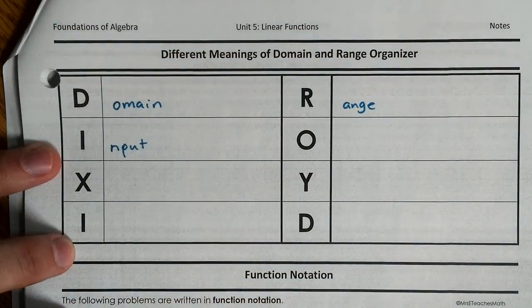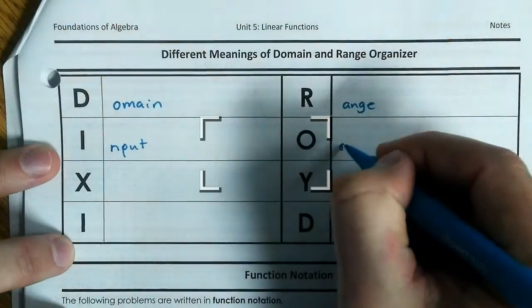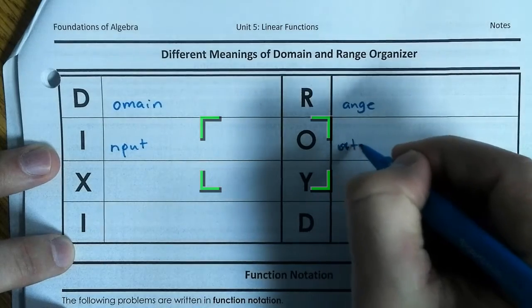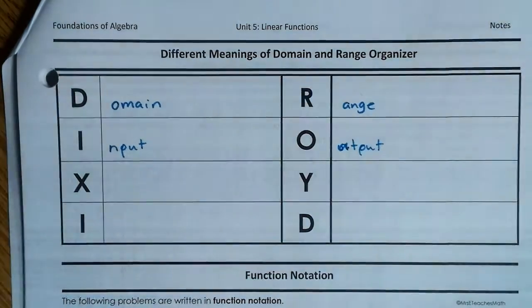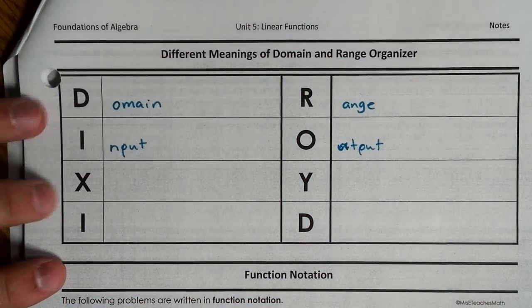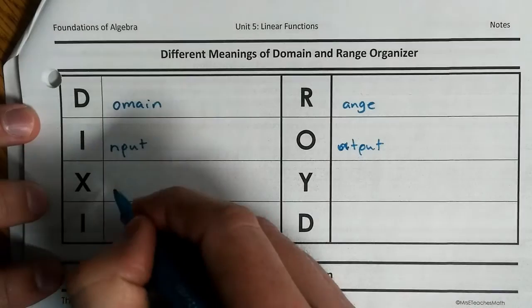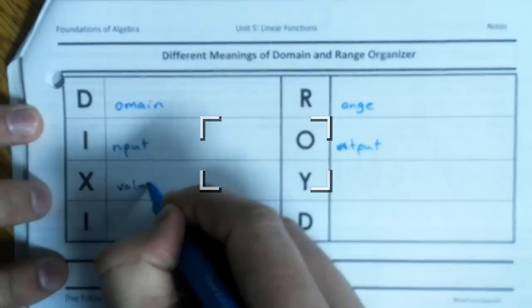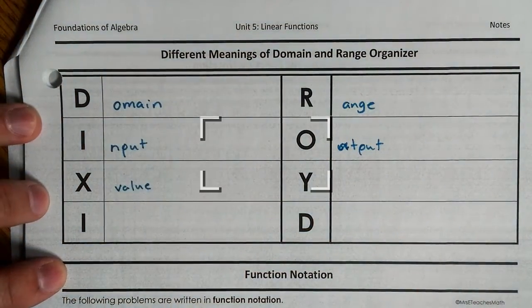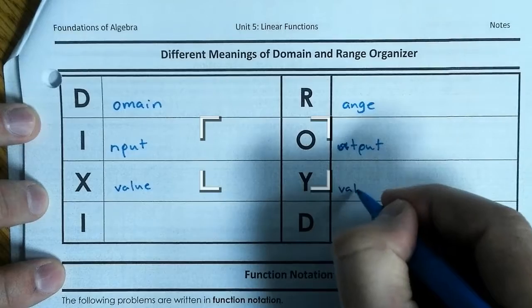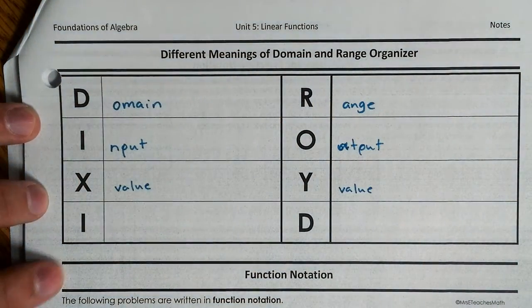What do you think the O means? Output. What is the, I don't think we know this, the X. The X is the X value. And so the Y will be the Y value. Say again?